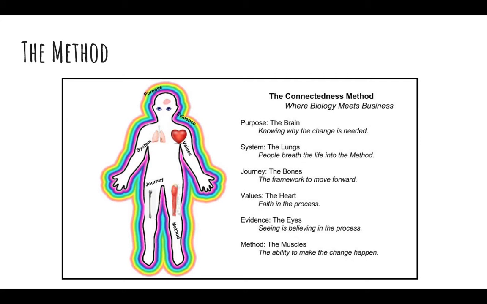Here you will find the breakdown of what the connectedness method is. It truly does describe how and why everything is connected, essentially where biology meets business. Just like an organism has many different functioning parts, and everything happens at the same time, so do organizations. They have several different business units and teams that are all working toward the same goal, but in different ways, so that the entire organization functions as one, just like an organism.